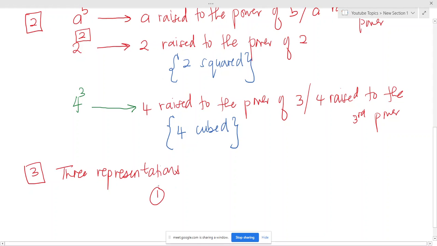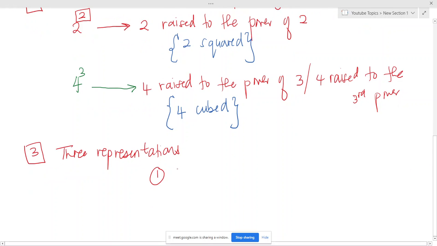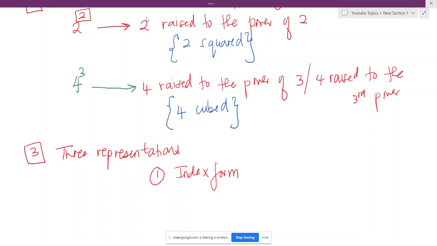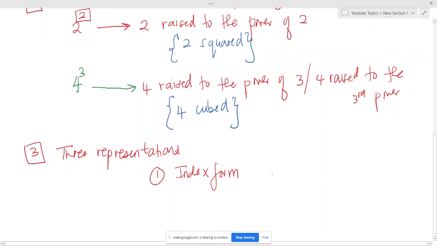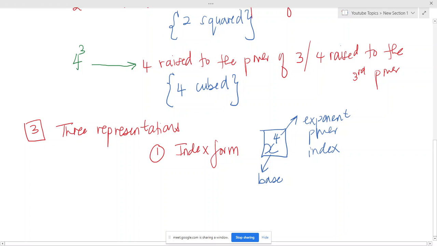The first representation is going to be the index form. All the index form is saying, as the word index indicates, is that you see the base and the index. For example, x to the 4th power. This is index form. So for the index form, you want to look for a base, and you also want to look for some exponent, power, or index. Same thing, different words, power or index. That's the index form.